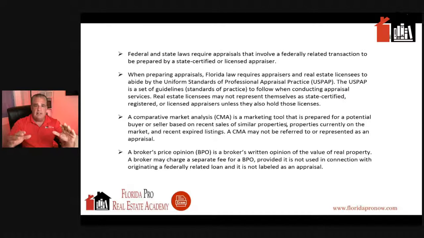But everybody understands. Let's look at the appraisal is the high one. The BPO is one below appraisal, and the CMA is down here. Okay, all very important, all very good documents, but they just have some minor differences. Okay, very good. You guys are moving right along.